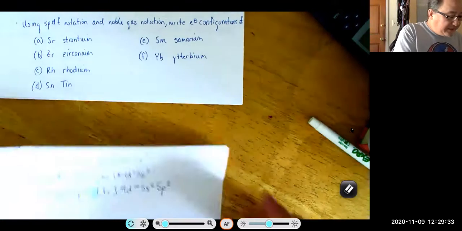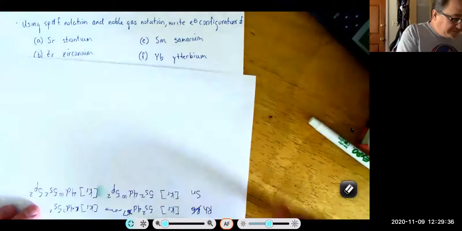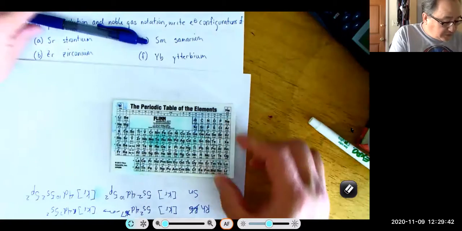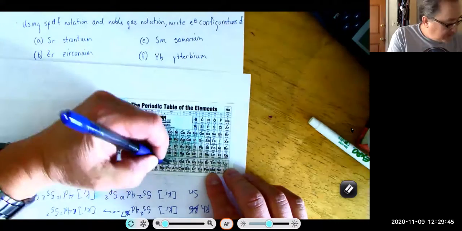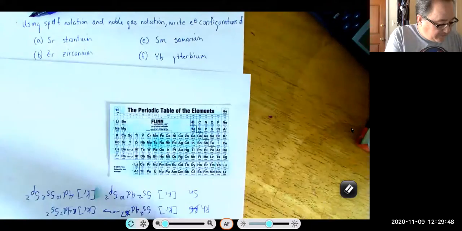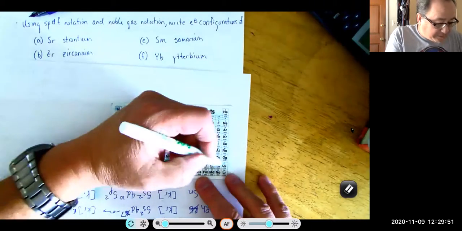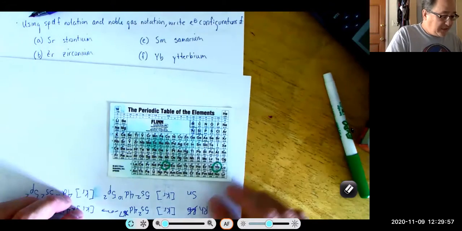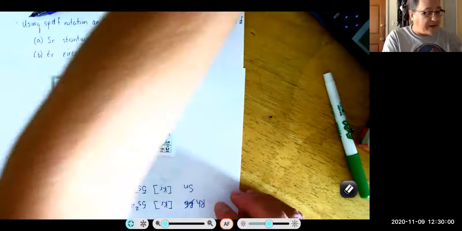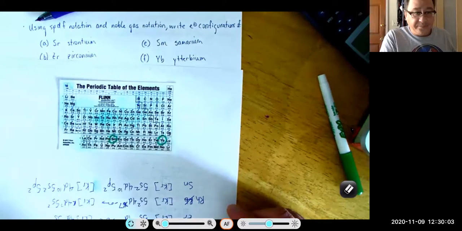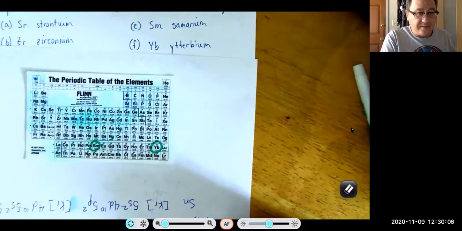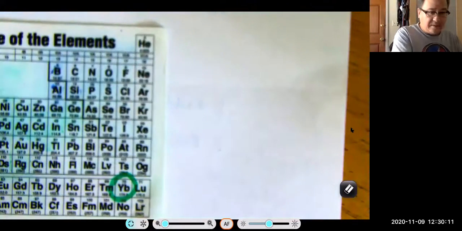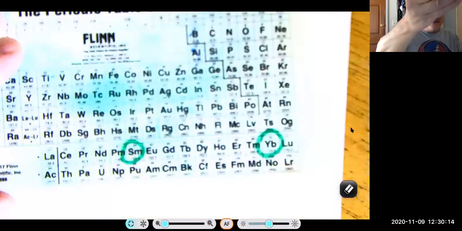Okay. Now, these next two are really tough because we have samarium and ytterbium. So here is samarium right here. And here is ytterbium. I'm going to show you how to get samarium, and then you need to get ytterbium. Now, to do this, I'm going to zoom in on the periodic table a little bit. And let me see if I can focus.